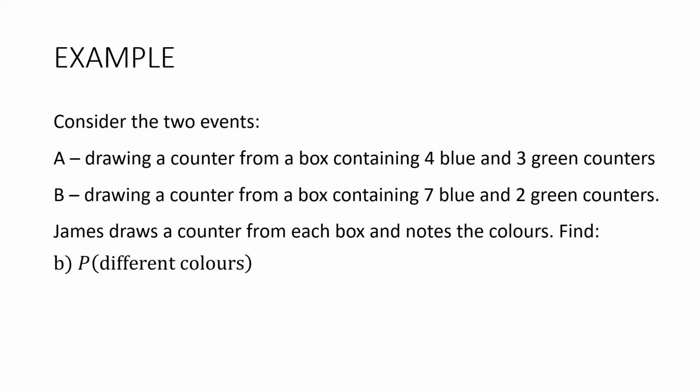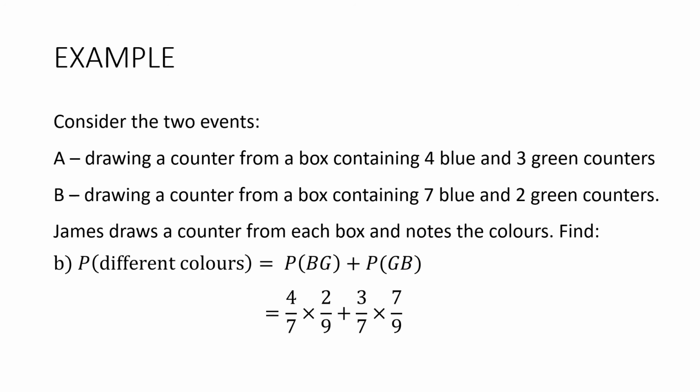The probability of different colours. Okay, so that could be that we get a blue here and a green, or, which means plus, a green, then a blue. So we've actually got both rules happening here. Blue and green, or green and blue. So the probability of blue in the first case is 4 out of 7. Times, because we're saying and, green in the second box, which is 2 out of 9, or, which is plus, green in the first, which is 3 out of 7, times blue in the second case, which is 7 out of 9. Okay, just have a look at that for a second and make sure that makes sense to you. And on our calculator, we get 29 out of 63.